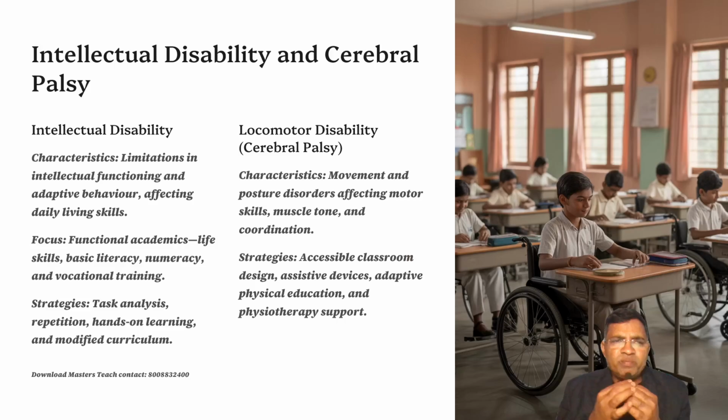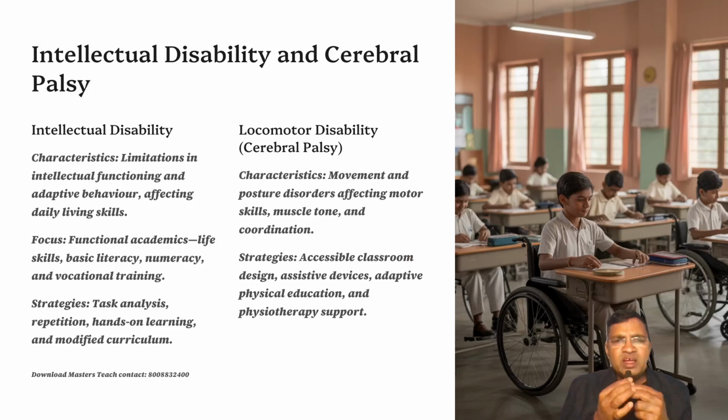Okay. So intellectual disability. What are the characteristics? There is a limitation in intellectual functioning and adaptive behavior. So it affects daily living skills. The focus should be functional academics, life skills, basic literacy, numeracy, and the vocational training they require. So what are the strategies? Task analysis, repetition, hands-on learning, and modified curriculum.